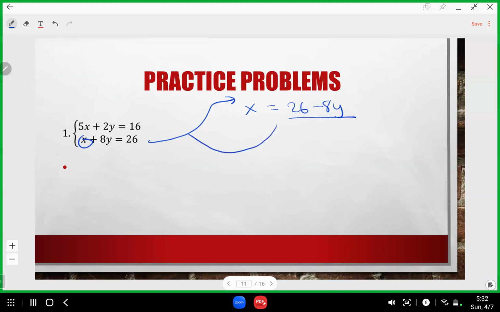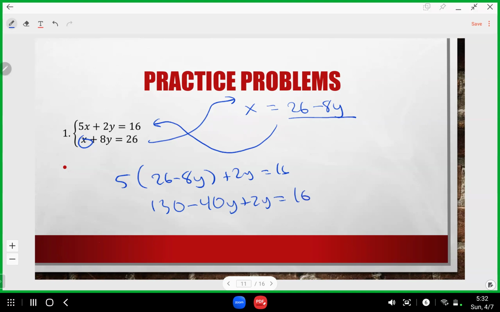Let's go back to the first equation and see what we get. 5 times (26 minus 8y) plus 2y is equal to 16. After we substituted that whole thing in, we can solve it now. So we get 130 minus 40y plus 2y is equal to 16. Negative 38y is equal to what? Negative 114. And that is just going to be 3. y is equal to 3.